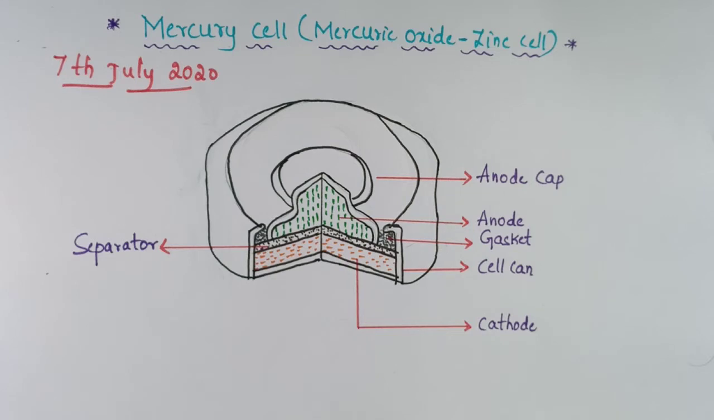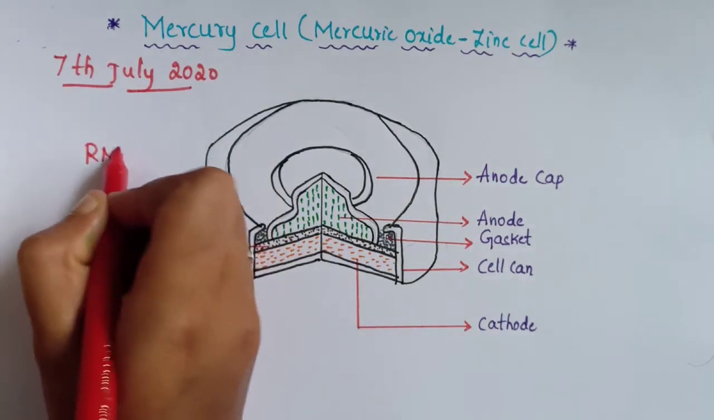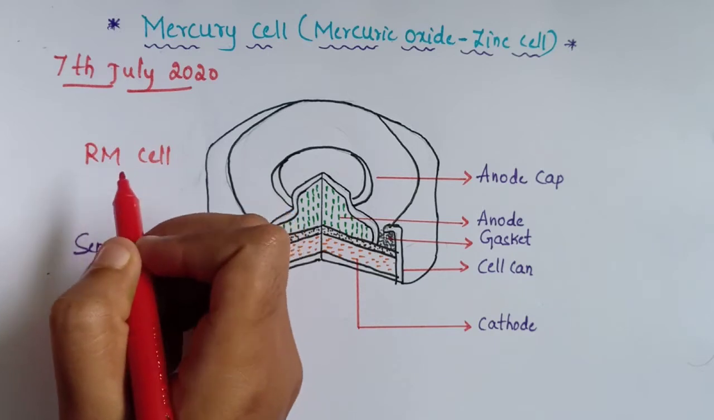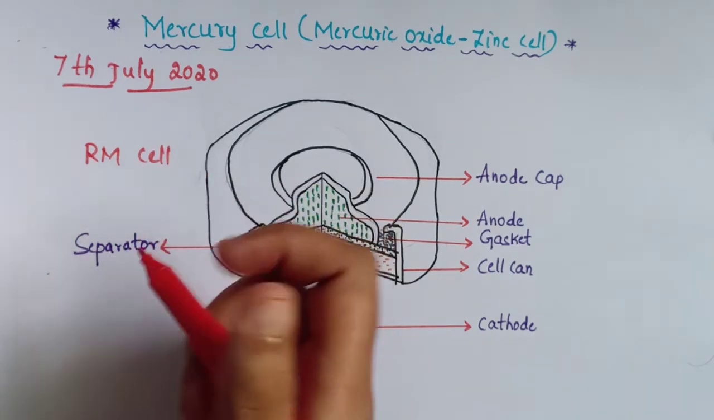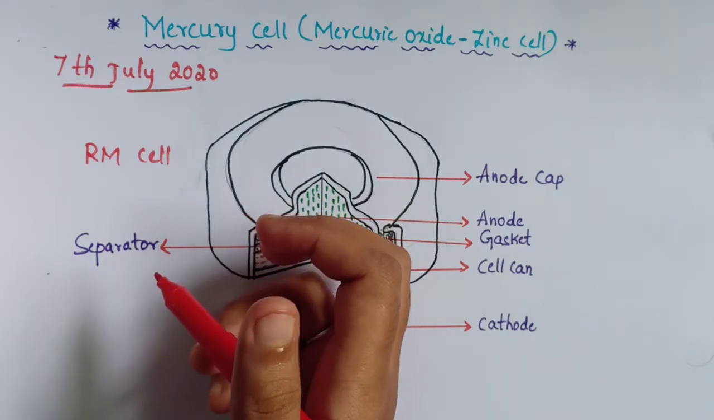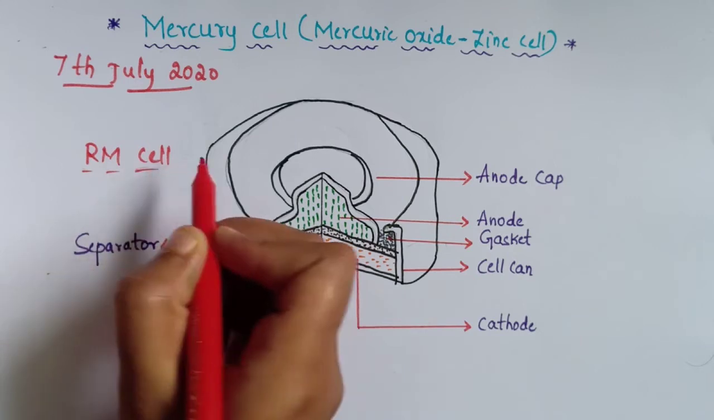This mercuric oxide and zinc cell was developed during the earlier part of World War II. It is also called the RM cell. It was named after Ruben, the inventor, and also the Mallory company. So it is also called the RM cell.